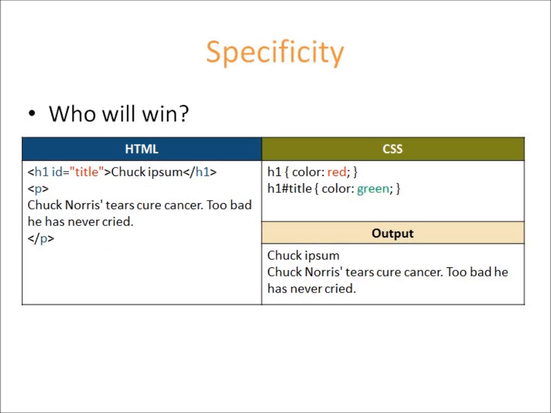So, I've got some Chuck Ipsum I got from the Chuck Ipsum generator. And in the HTML, you'll see that I have a header1 tag, and it has an ID of title. Right? Now I've got two CSS rules. The first one says that all header1s should be red. But the second one says that header1s with the ID of title, that's that hash title, should be green. So who's going to win? What do you think? Is the text going to be red or green? Specificity.